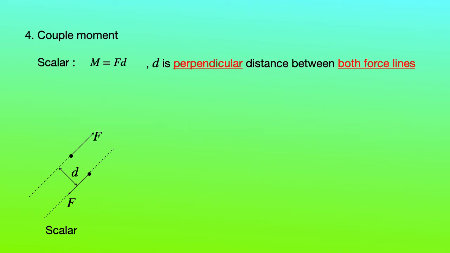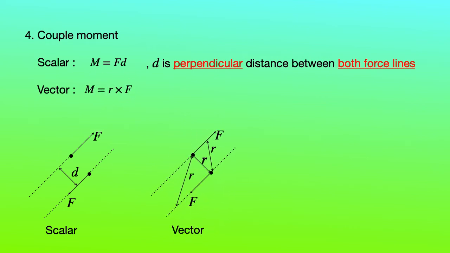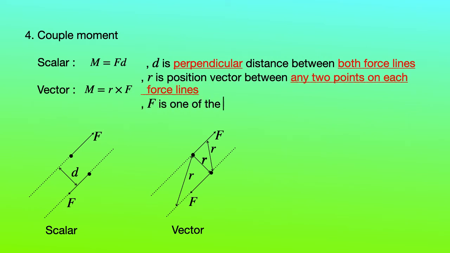So we can define M equal to F d, and by vector we can calculate the couple moment M equal to r cross product F, where r is the position vector between any two points on each force line. So we can select any two points along the lines. F, of course, is one of the force vectors. There is no need to add up the forces, just select one of the force vectors. This is the couple moment.